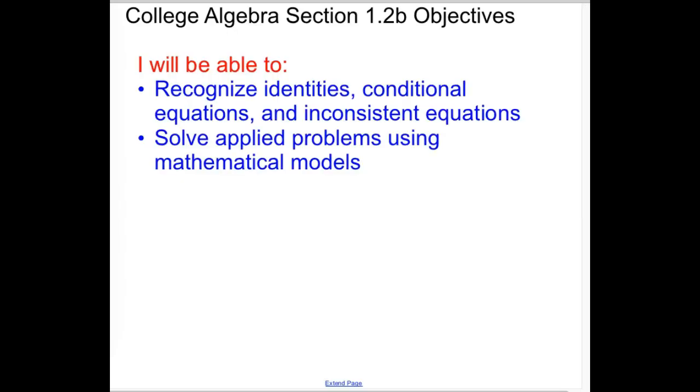So what we're going to look at today is those different kinds of equations where maybe we don't get a solution, or maybe we get all real numbers working. Okay? So we're going to have kind of a mixture. We're going to look at how we classify them. Are they identities, conditional equations, or inconsistent equations? And then we're going to look at some applications.